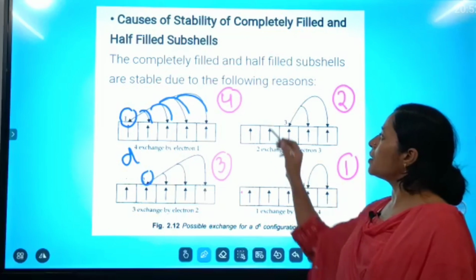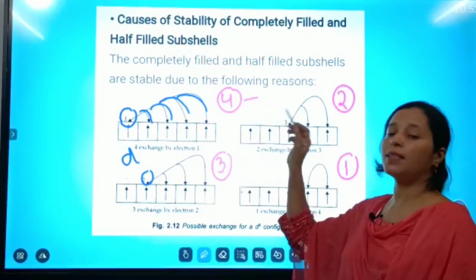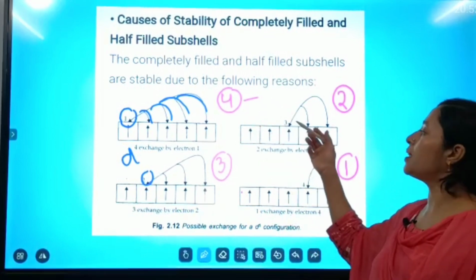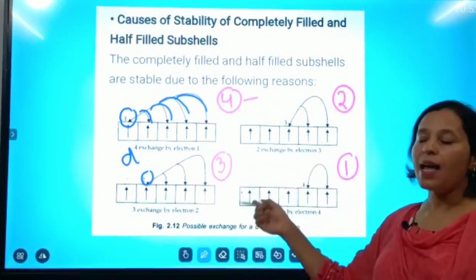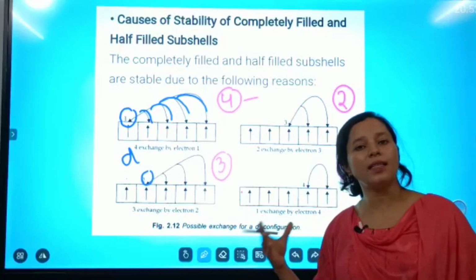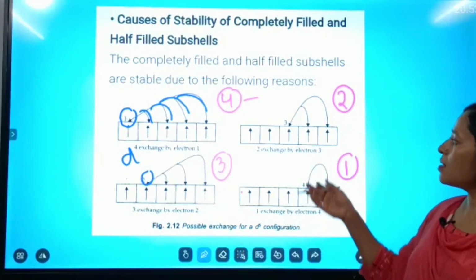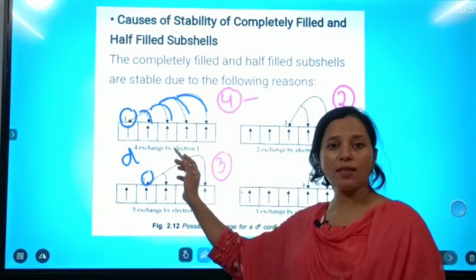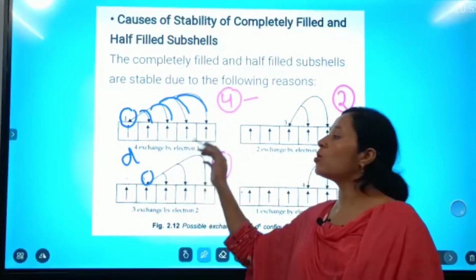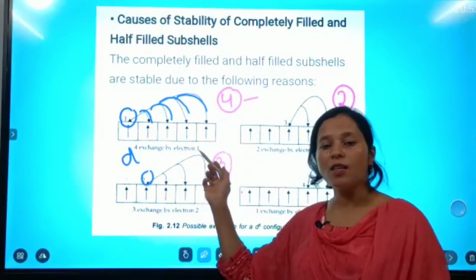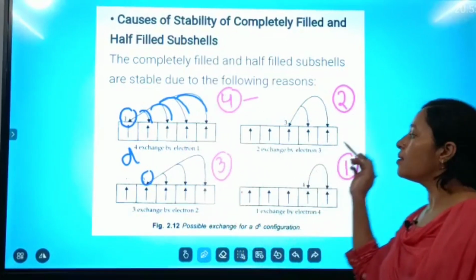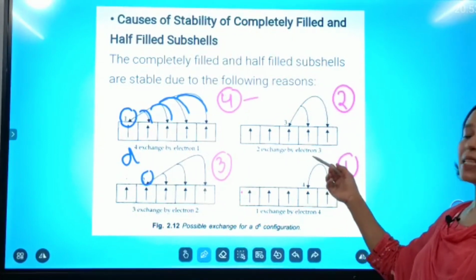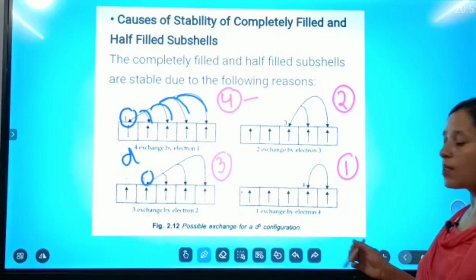So we can say the greater the number of chances to change their position, the greater will be the exchange energy, and the greater the exchange energy, the greater will be the stability. Since half filled and fully filled orbitals have a greater number of chances to change their positions, their stability is greater. So students, you can write the answer to this question in this well explained way in your boards also.